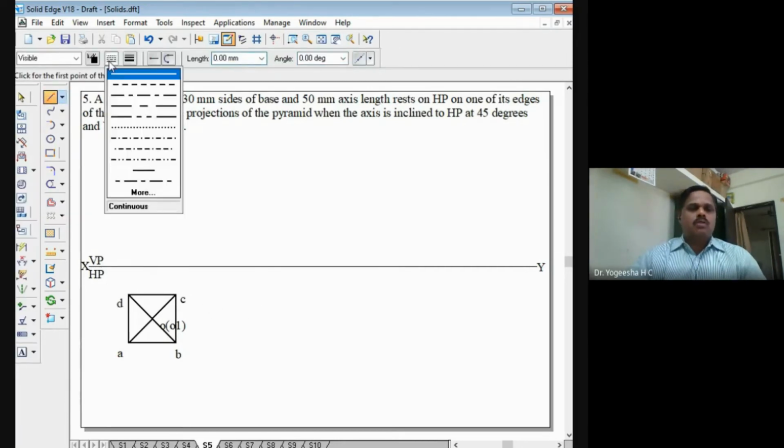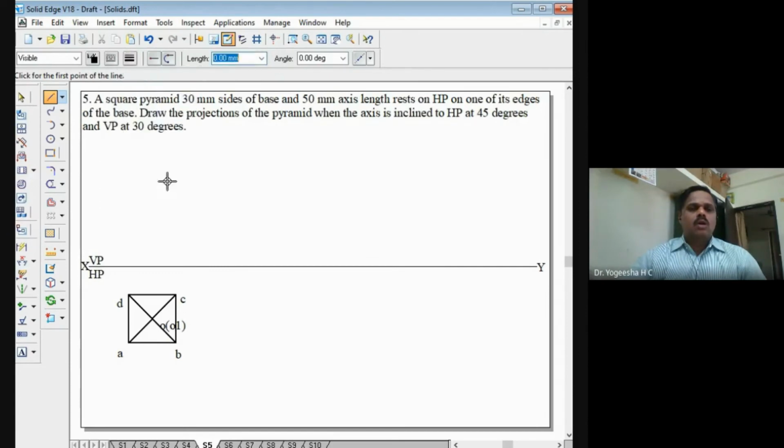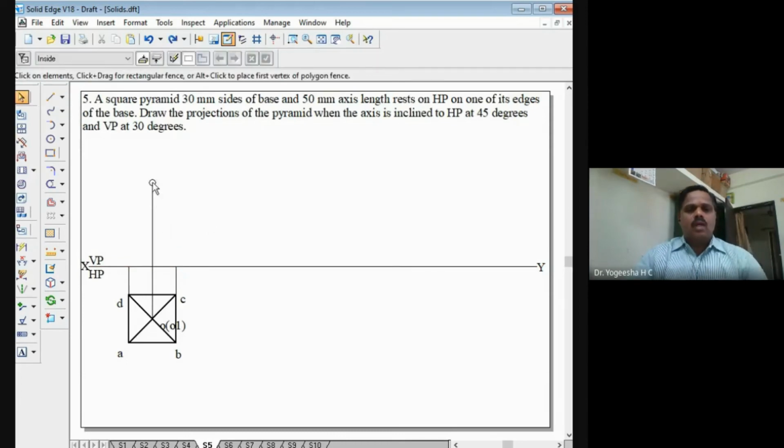We'll draw the projectors upwards now. Take the line tool, thin line, take the lines upwards like this. I have to draw the front view from axis also. We'll draw the projections now. Axis height will take, axis height is 50 mm, 90 degree. So this is the apex. Now apex should be joined to the base with a thick line.